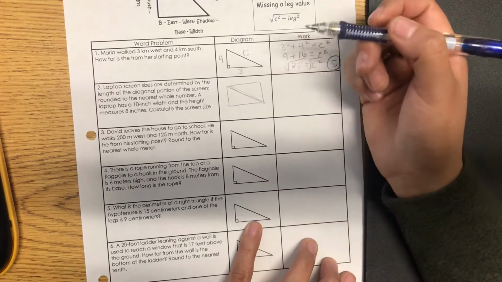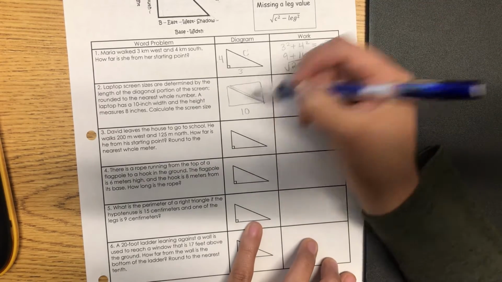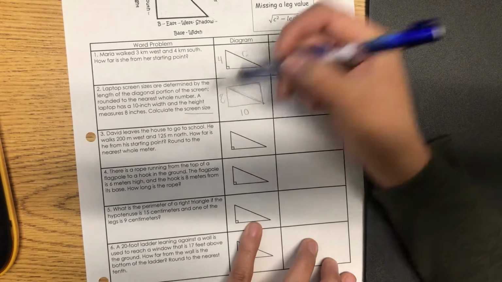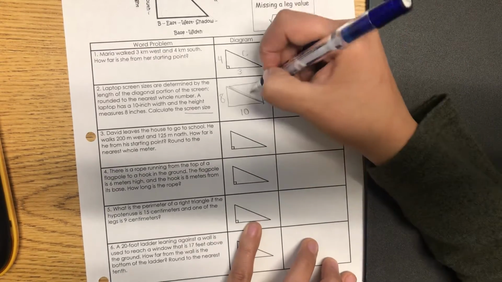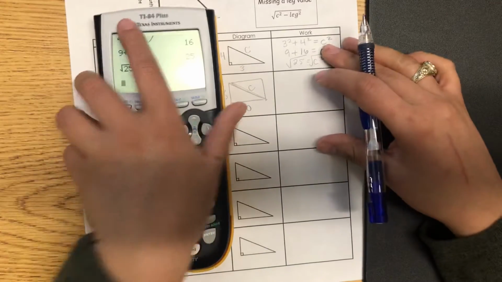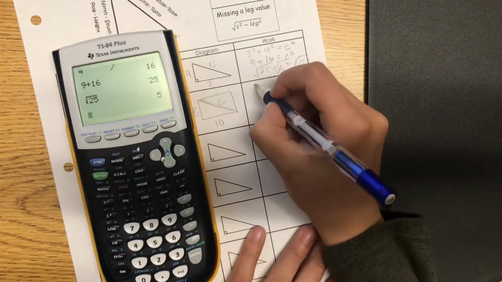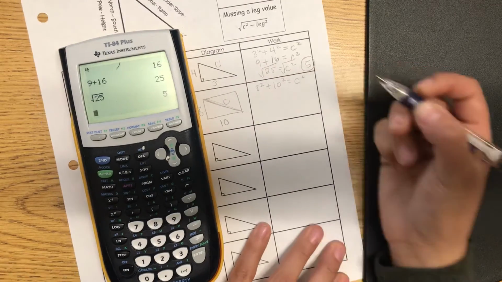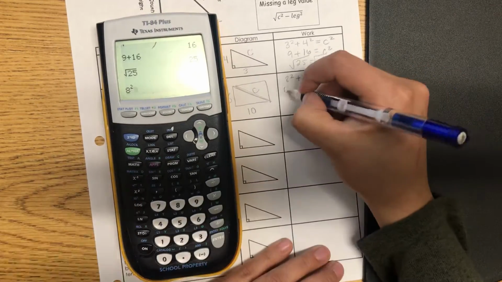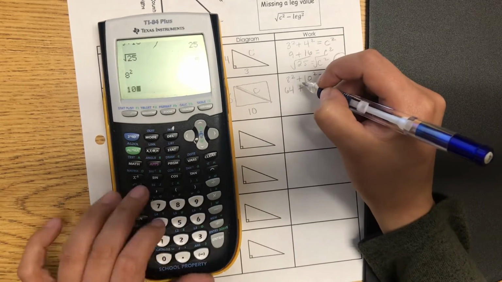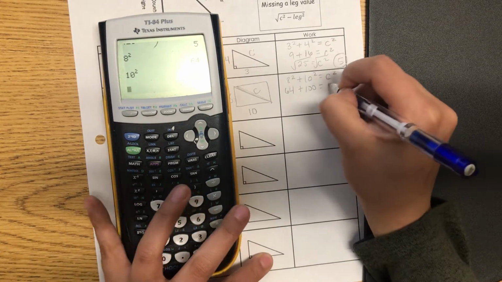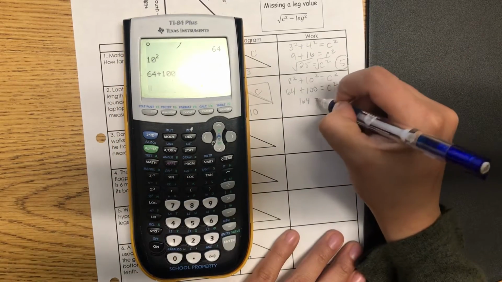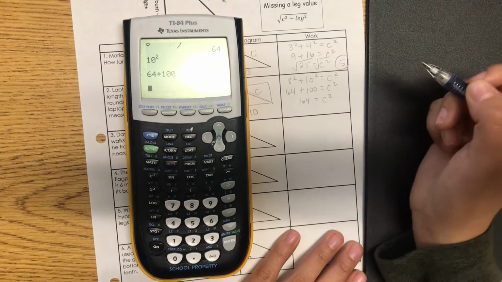They told me that the laptop is 10 inches wide, so that's where 10 goes, and 8 inches in height. So to find the screen size, they're looking for the diagonal. That means the hypotenuse in this case. So if 8 and 10 are the legs, we have 8 squared plus 10 squared equals c squared, which we don't know. 8 squared is 64 plus 10 squared, which is 100, equals c squared. 64 plus 100 is 164. And we added because we're looking for the hypotenuse.